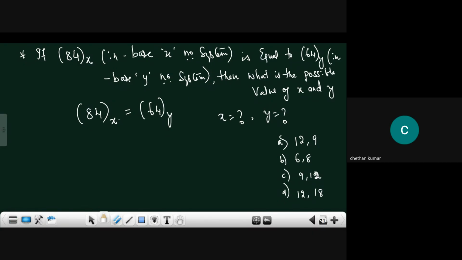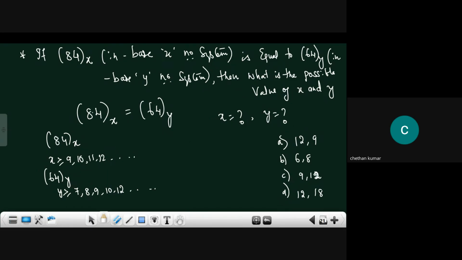How is it? Let us solve this problem. 84 of base x. What are the possible values of x? X is greater than or equal to 9. Why? The maximum digit is 8. X could be 9, it may be 10, 11, 12, and so on. Minimum value is 9 here. Coming to 64 with the base of y, the y value should be greater than or equal to 7, or 8, 9, 10, 12, and so on.